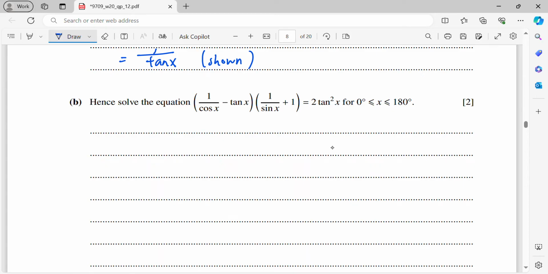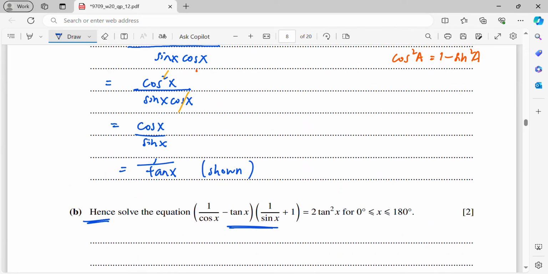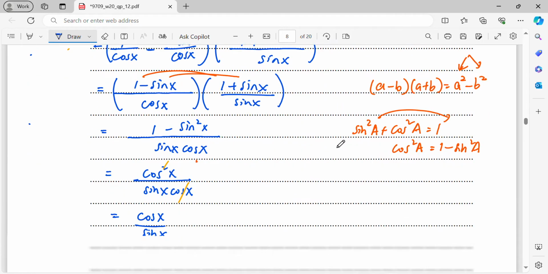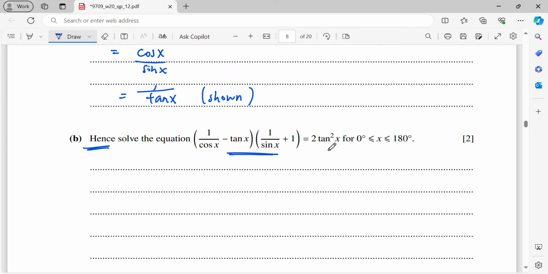Part b, hence means use the previous answer. Solve the equation. This equation is exactly the same as the identity on the left side. So I will just replace these two terms by 1 over tangent x, then equals 2 tangent squared x, for x from 0 to 180 degrees inclusive. So which means now I will just change directly: 1 over tangent x equals 2 tangent squared x.